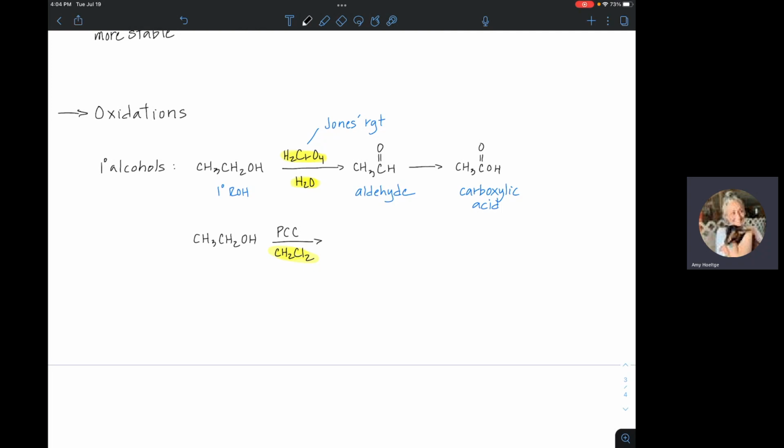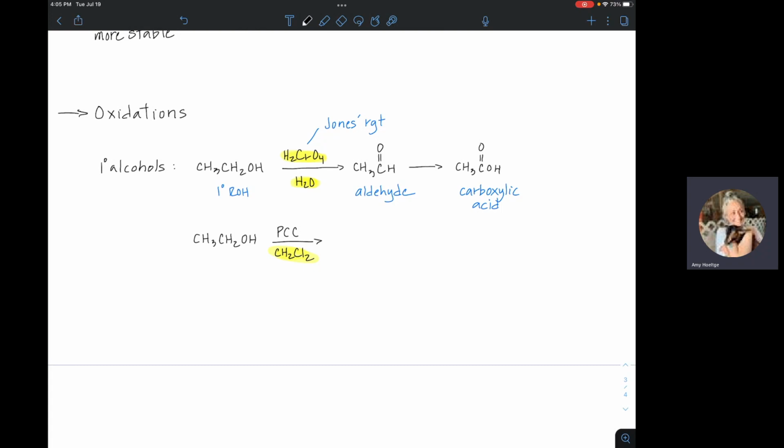In the actual lecture notes, I've gone through and shown proposed mechanistic pathways for these. You're not going to be responsible for those. I wanted to highlight those in the notes so you could see why the water is important, why it goes up to the carboxylic acid.